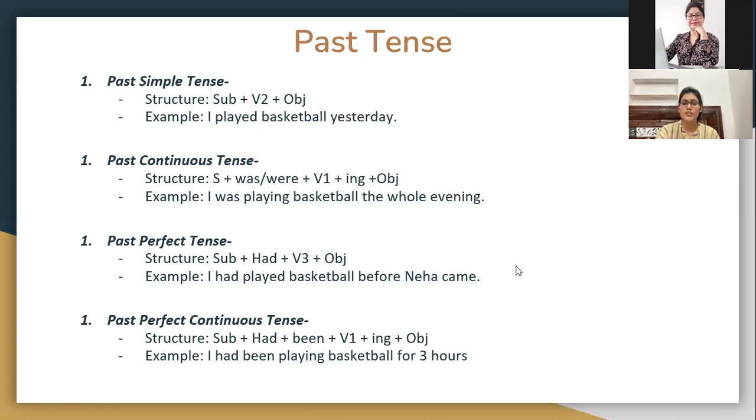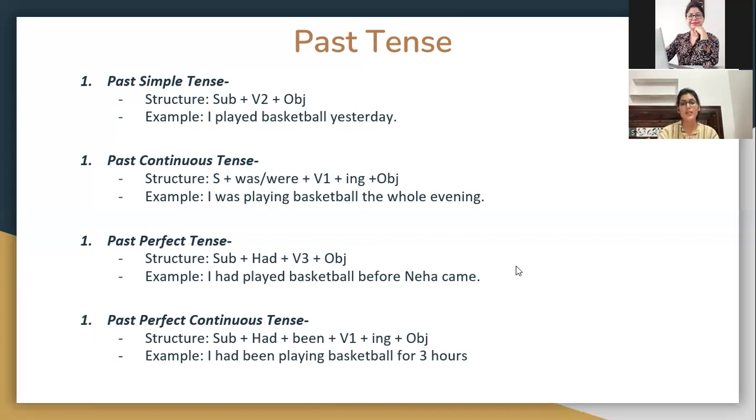If the tense is present, past or future, we always use the third form of main verb in perfect tense. But the helping verb changes: in present tense, has or have; in past tense, had; and in future tense, will have or shall have. The example: I had played basketball.